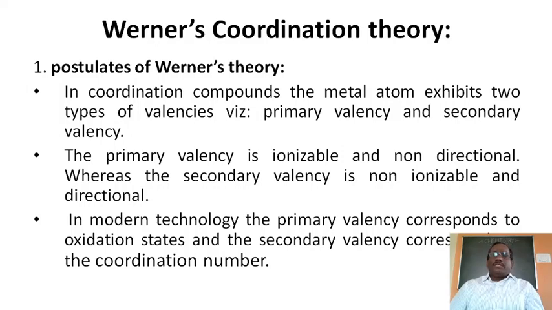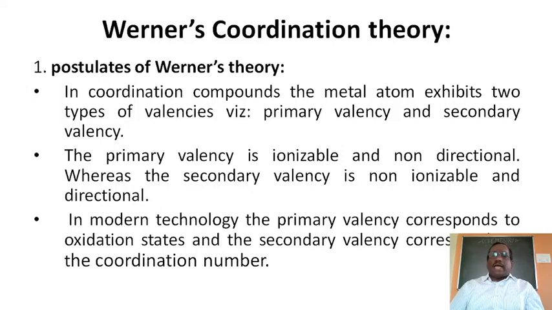In every coordination compound, there must be a central metallic ion, that means one metal atom. This metal atom exhibits two types of valency. Two types, not a number, types. One is a primary valency and another one is a secondary valency. These are two types of combining capacities, two types of combining ability of the metal atom.